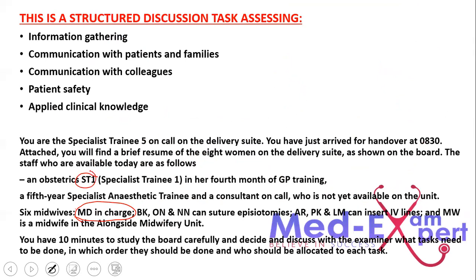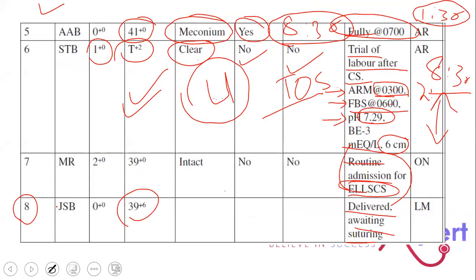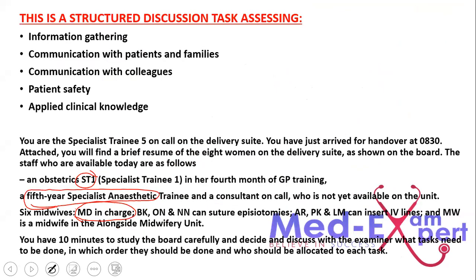ST1, you have managed in a very proper way. A fifth year specialist anesthetist, you have allocated in room number 1. After that, you had the 6 midwives, and the midwife in charge, you have 1. Then these can suture episiotomy, BK on and NN. So you can send any of the midwives to suture the episiotomy in the last case. AR, PK and MK can insert IV lines. And MW is a midwife on the alongside midwifery line. You can even bring this point as well: I will ask one of the midwives to go to room number 6 and suture the episiotomy.